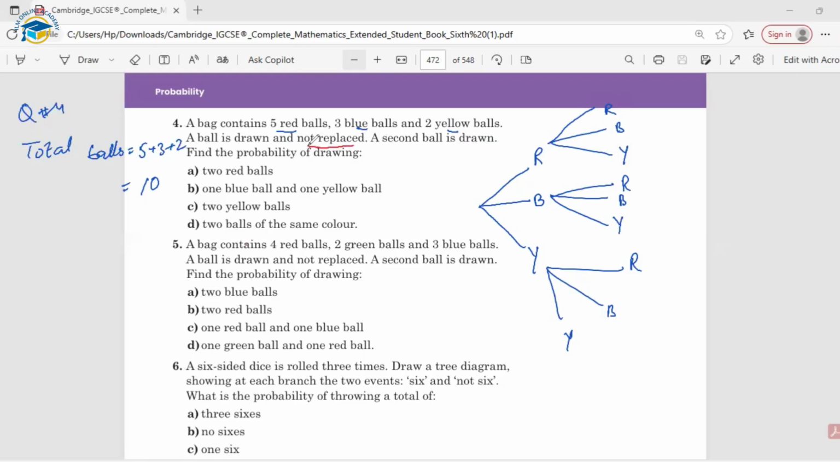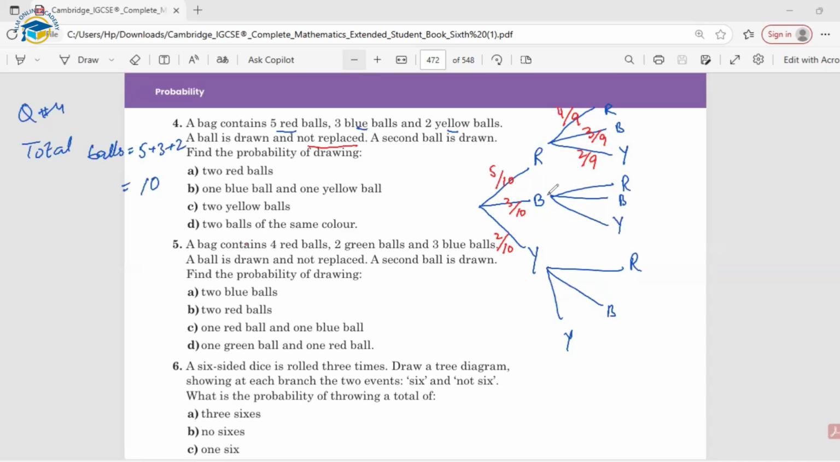As they're saying not replaced, accordingly we will be checking. They're not going to replace it back, which means your total will be affected. First of all, the red ball probability: red are 5 balls out of total 10. Blue are 3 balls out of total 10. Yellow are 2 balls out of total 10. As the first red ball has been drawn, 4 balls will be remaining for the red one, and the total will be 9 out of 10. For the blue one, we haven't picked up blue yet, so 3/9. Yellow we haven't picked up, so 2/9. The total probability has changed.